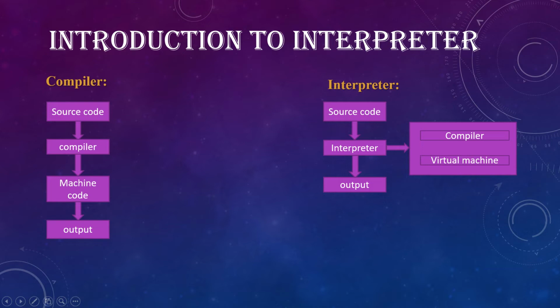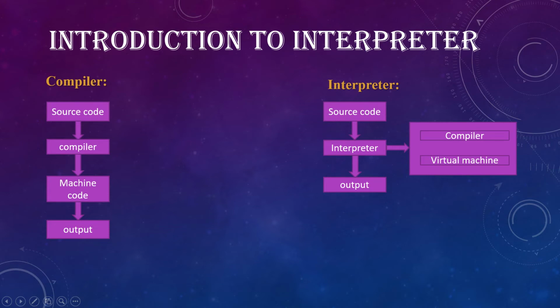Compiler will check the whole program at a time. If there are no errors, it will generate machine code. Whereas in Python, code executes line by line. If there is any error at a particular line, then it shows the error at that line. It will not go to another line until we rectify that error.